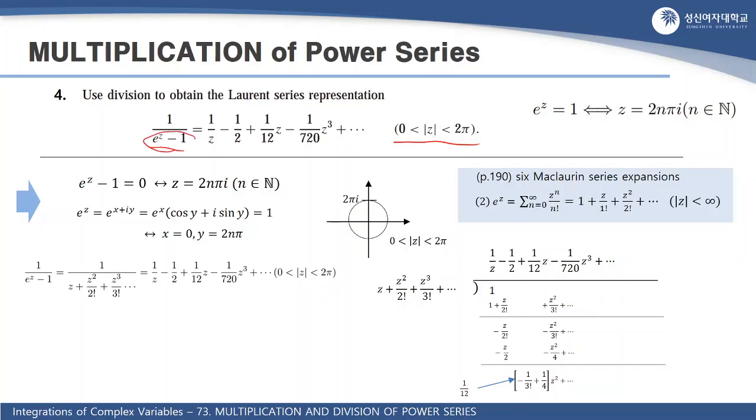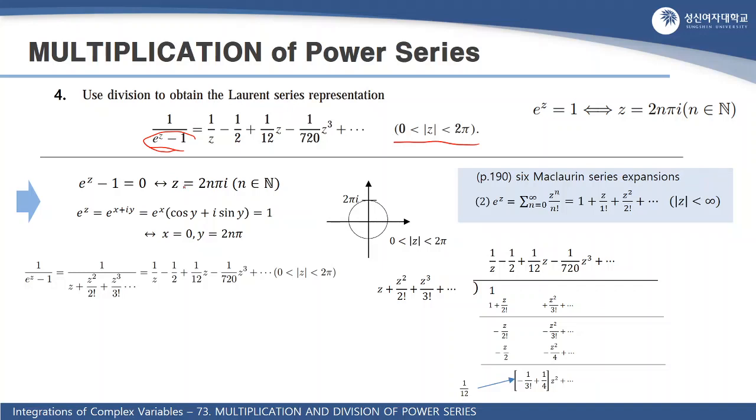We need to exclude the singularity. In this case, e to the z minus 1 equals 0 if and only if z is equal to 2 m pi i. Here m is an integer.